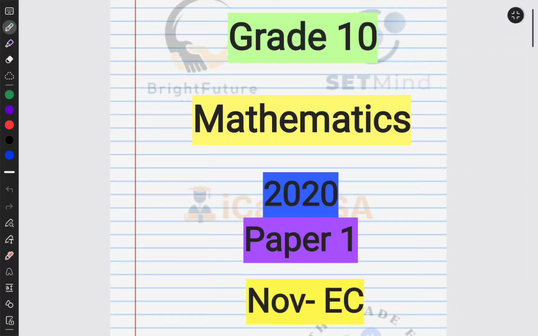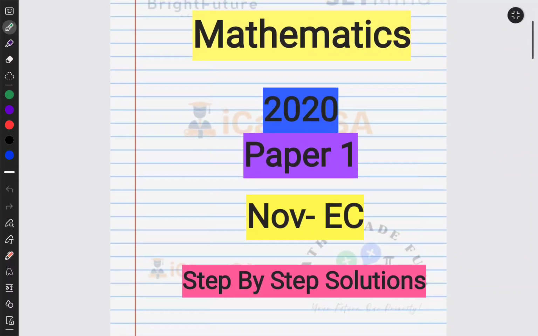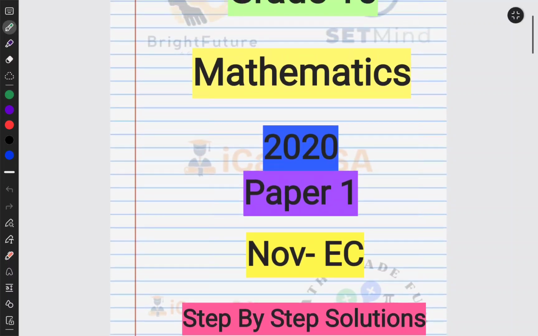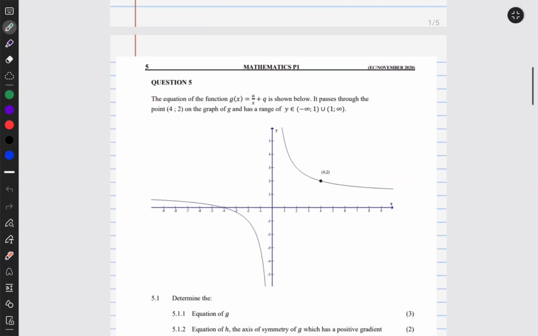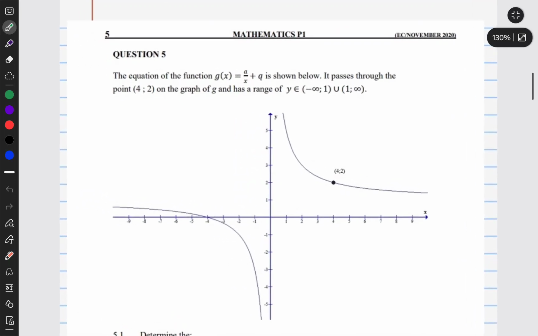Today, we are doing grade 10 mathematics, and this one will be a past paper question from 2020. This paper was written in November, and it was written in Eastern Cape. Okay, without wasting any more time, let's get to the questions. Okay, this one is question 5.